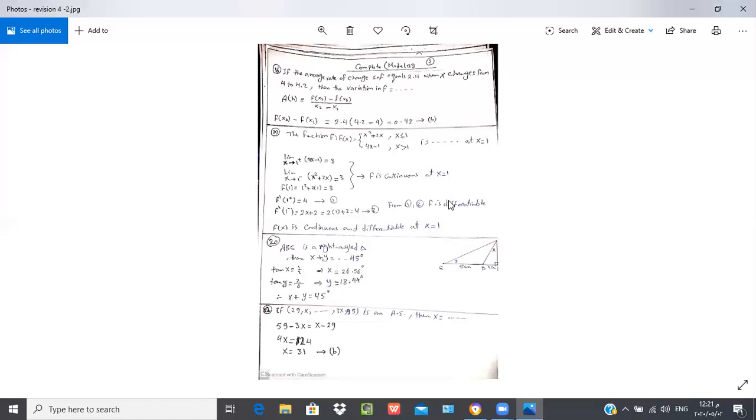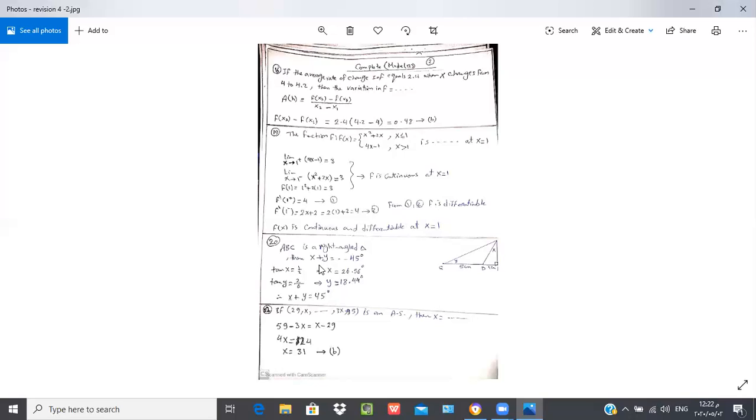Remember, please, if the function is differentiable, it must be continuous. If the function is continuous, it is not necessarily differentiable. But if the function is discontinuous, it mustn't be differentiable.